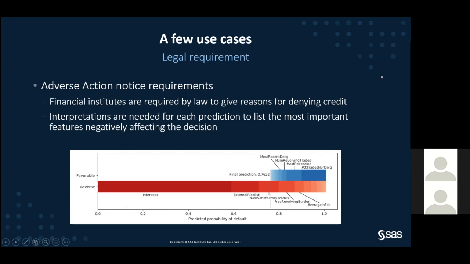So this is, for example, the most common use case, legal requirement, where the financial institutes are required to give reasons when they deny credit. So the interpretations are needed for each one prediction to list the most important features that negatively affect the decision. And here we use a method called Shapley values, we'll talk about it a little bit later. Basically it breaks down the decision by the individual feature importance. And by ranking it, you can give the consumer a breakdown of what feature was used in the decision and what impacted the decision most.